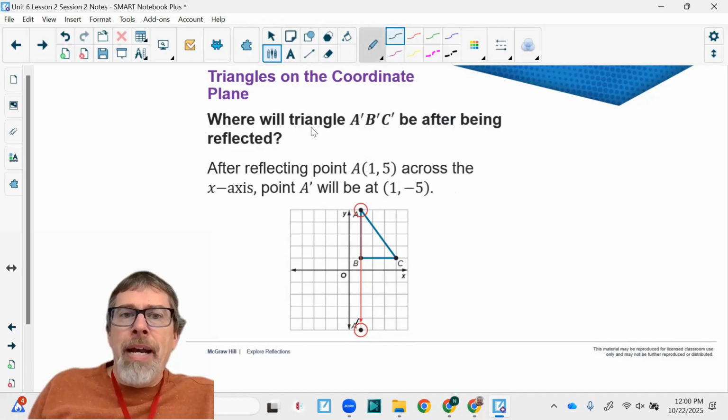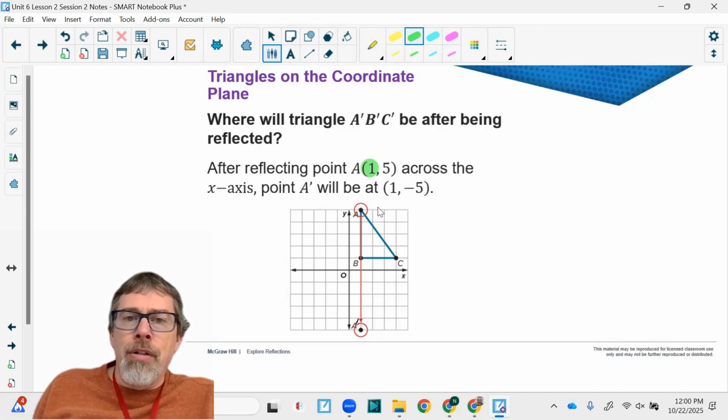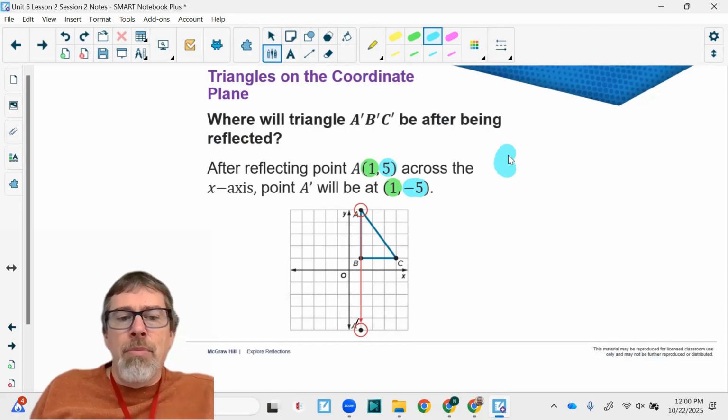Okay, so there's going to be a pattern here we're going to look for. So I'm going to highlight it now. What was our x value for our pre-image? 1. What was our x value for our image, A prime? 1. So when reflecting across the x-axis, x didn't change. What was the y value in the original pre-image A? 5. What was the y value of the image, A prime? Well, negative 5. So reflecting across the x-axis will give us a rule.